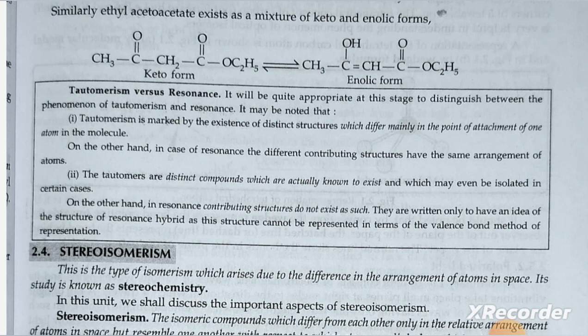They are written only to have an idea of the structure of the resonance hybrid, as this structure cannot be represented in terms of the valence bond method of representation.